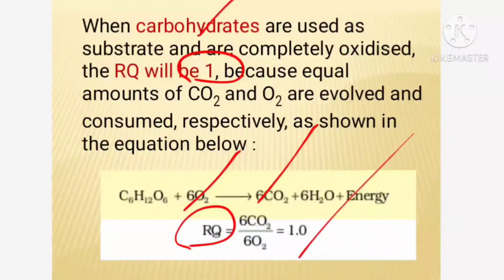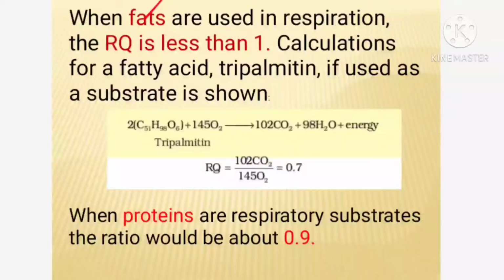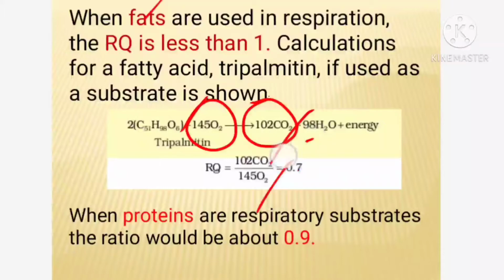And when you are moving on to fats, here you see one fat, the name of the fat is tripalmitin. When this tripalmitin is broken down, 145 molecules of oxygen are needed, and they are evolving how much carbon dioxide? 102 molecules of carbon dioxide. So, 102 divided by 145 comes to 0.7. So, the respiratory quotient of fat is less. How much is it? It is only 0.7.